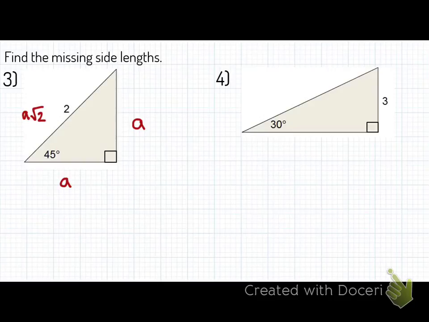Would you agree that this is the pattern we need to follow from our notes, right? So that means 2 should be equal to A rad 2, right? Would you agree with that? So how would you figure this out? You take A rad 2 is equal to 2.